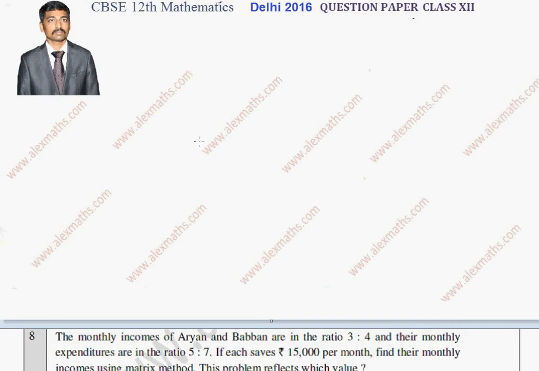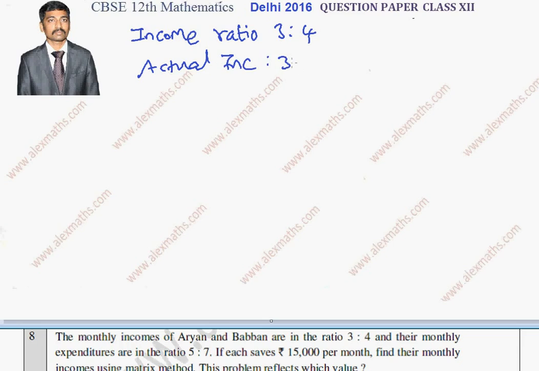Question number 8. The monthly incomes of Aryan and Baban are in the ratio 3:4. So we will take the income ratio, which is given as 3:4. So the actual income is going to be 3x and 4x. In the same way, their monthly expenditure are in the ratio 5:7. So I will write directly the actual expenditure. It is going to be 5y and 7y. I have to take a different ratio because one is income, other is expenditure.